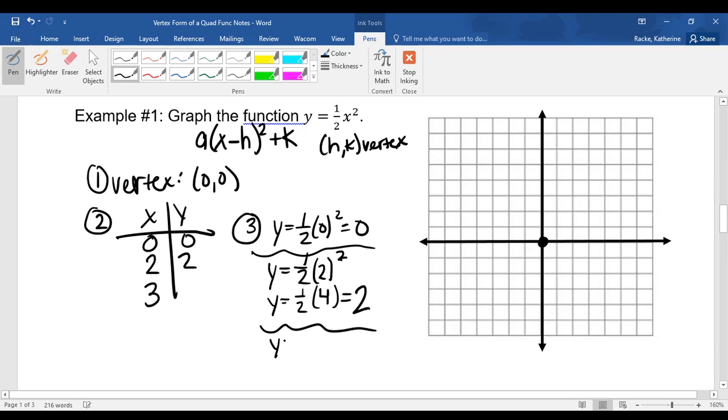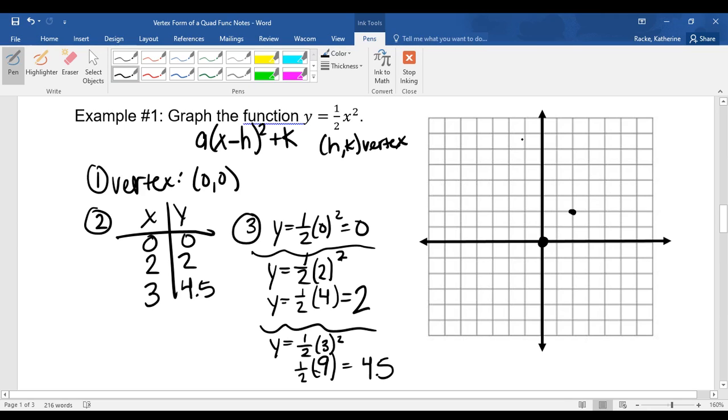So for the next one, y equals 1/2 times 3 squared. 3 squared is 9. 9 times 1/2. So that would be 4.5. Okay, so we're going to go ahead and graph those points. 2, 2, over 2, up 2, over 3, up to 4.5. So about right there.